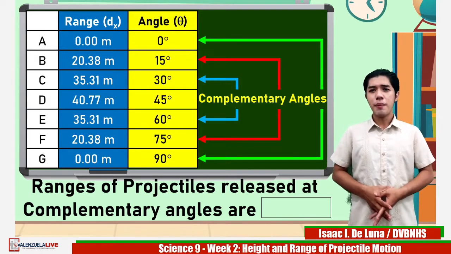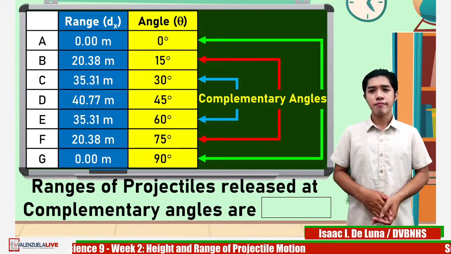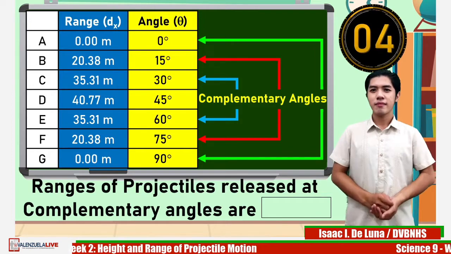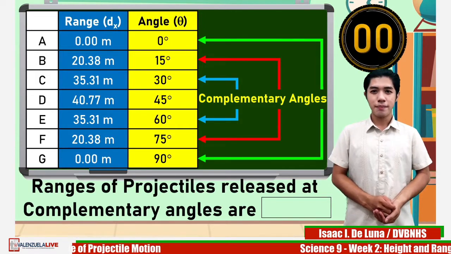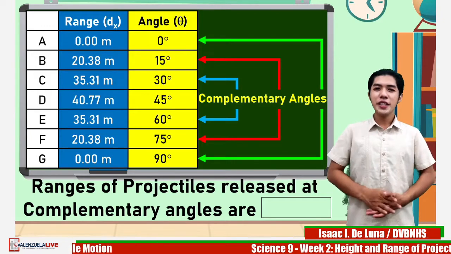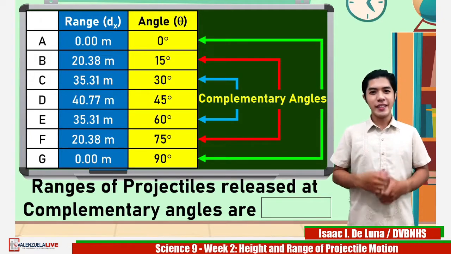Now, what can you say about the range of projectile released at the complementary angles? Type your answers now. So, that's right. Ranges of projectiles released at complementary angles are equal.